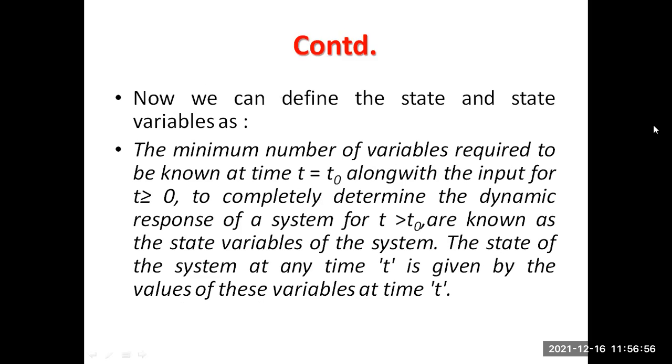Fine. So now we can define the state and state variables as the minimum number of variables required to be known at time t equal to t0, along with the input for t greater than t0, to completely determine the dynamic response of a system for t greater than t0. The state of the system at any time t is given by the values of these variables at time t. So the minimum number of variables required to completely determine the dynamic response of the system are known as the state variables of the system.